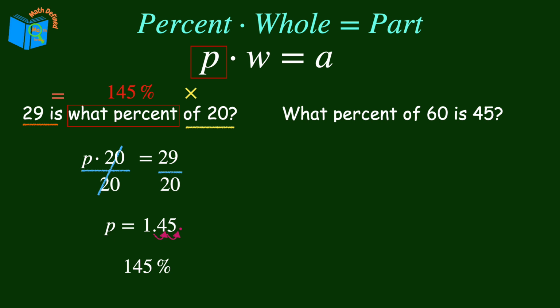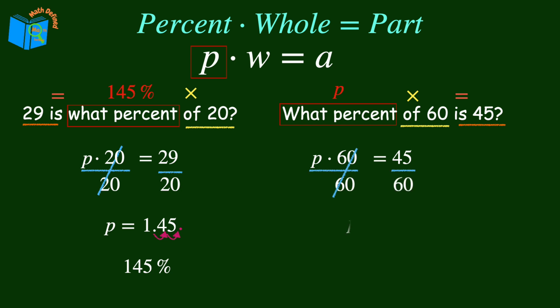Let's do another percent problem. What percent of 60 is 45? We're solving for the percent again, so we'll set up the equation as p times 60 equals 45. Divide both sides by 60 to get p equals 0.75. Now convert it to a percent, and we get 75%. So 75% of 60 is 45.